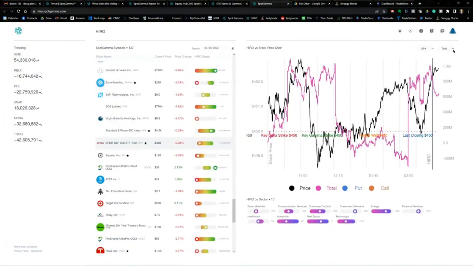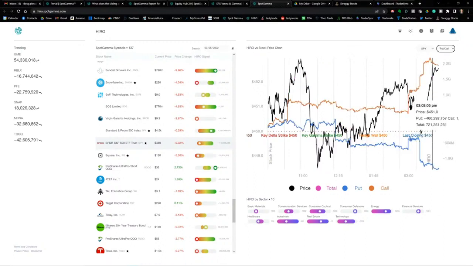And we can also see exactly what they were doing by changing this total, which combines the call and put transactions into one signal. We can change that to put and call. And now it's showing the entire day.